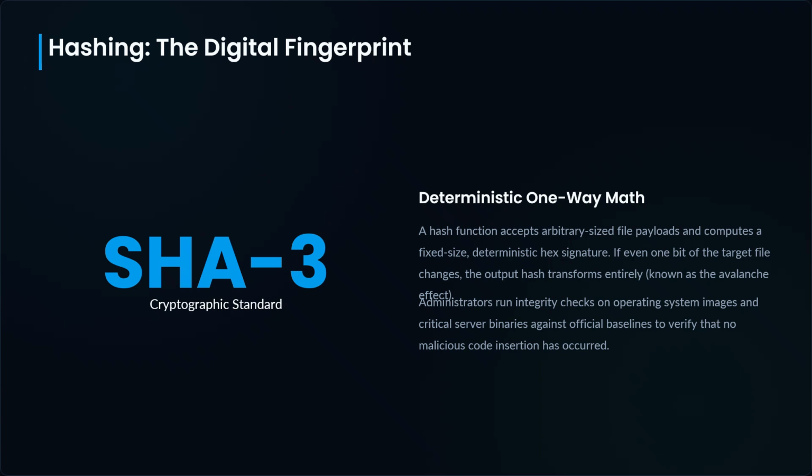SHA-256 and SHA-3 are standard algorithms used to verify file integrity. When downloading firmware for a router or an operating system image, vendors provide a SHA-256 string. Running the file through a hashing tool on your local machine and comparing it to the vendor's string ensures the file hasn't been corrupted or bundled with malware during transit.